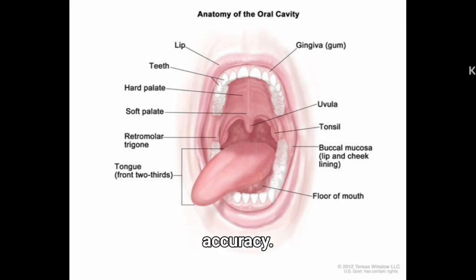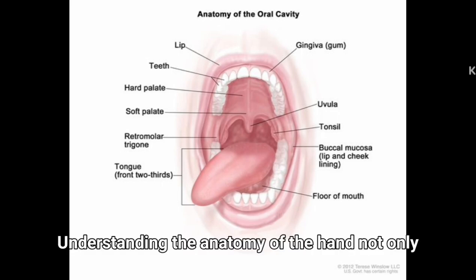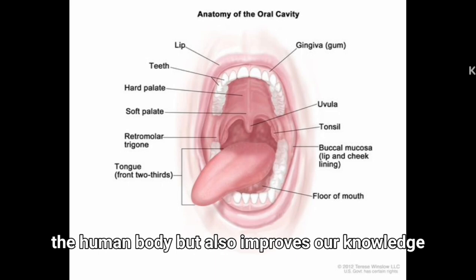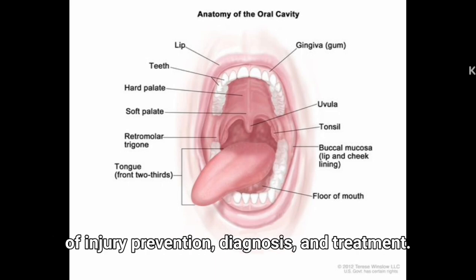incredible accuracy. Understanding the anatomy of the hand not only helps us appreciate the complexity of the human body but also improves our knowledge of injury prevention, diagnosis, and treatment.